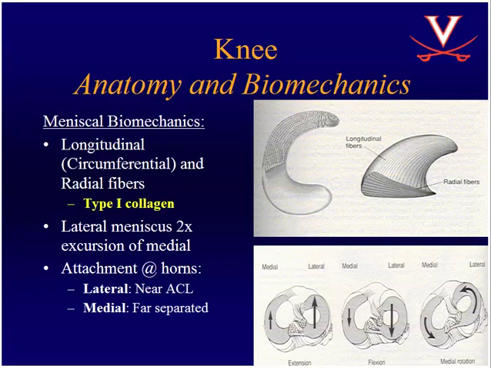The meniscal excursion is also something important to remember, and that is that the lateral meniscus has twice the excursion on dynamic MRI than the medial meniscus. And so it's important to remember that. Again, the attachments of the horns, lateral real close together near the ACL footprint, medial far separated, which has implications if you want to do transplants. And so the transplants typically for the lateral have been troughs or bone blocks. And on the medial side, traditionally more plugs.